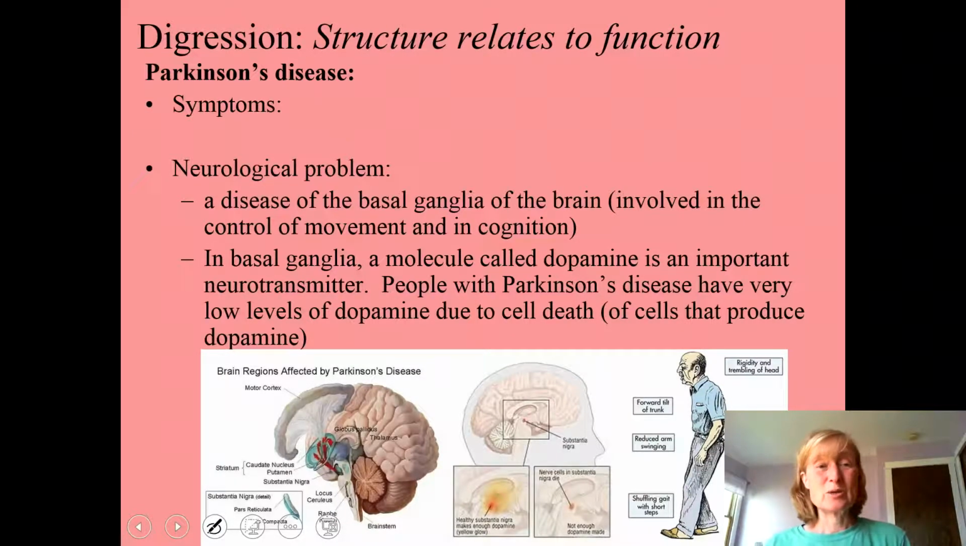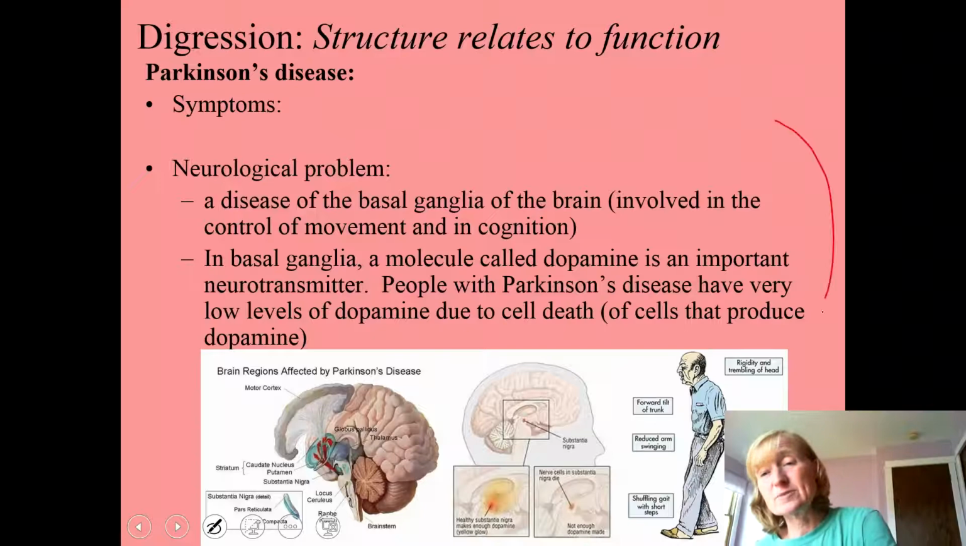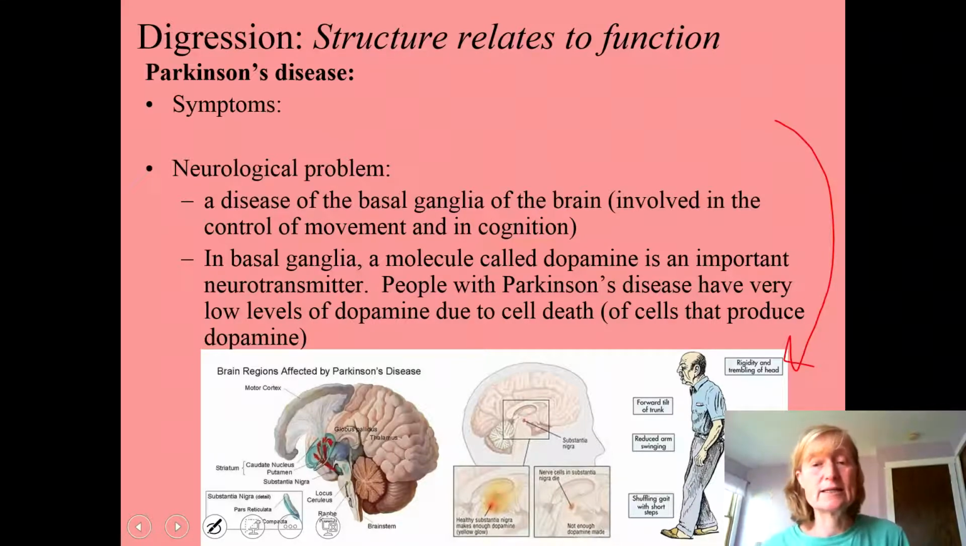Here's another example of how structure relates to function with respect to enantiomers. So maybe some of you have heard of Parkinson's disease. People with Parkinson's disease have a lot of very specific characteristics, right? Here's a little man who has rigidity, and he kind of shuffles when he walks. He might not be able to show many expressions on his face, and he might have some shaking as well.